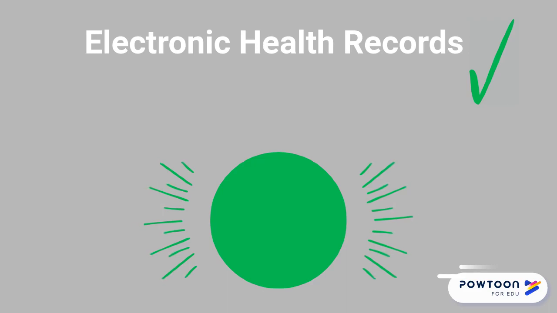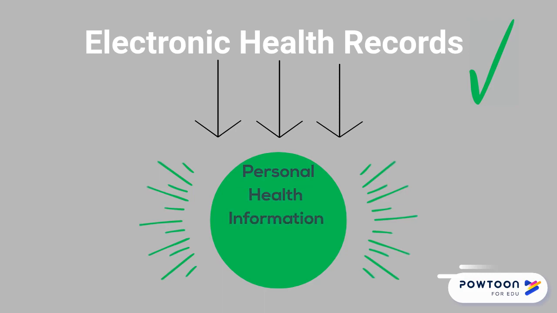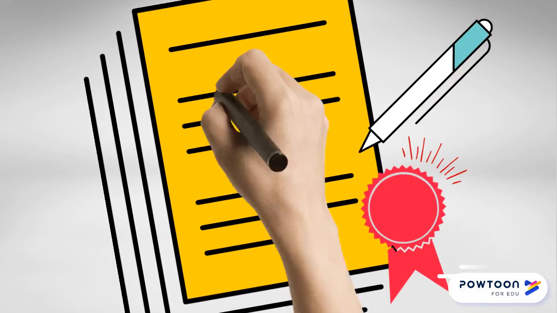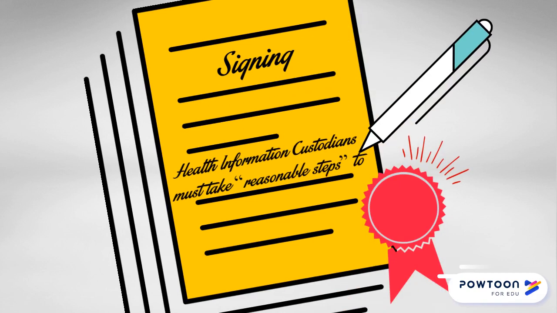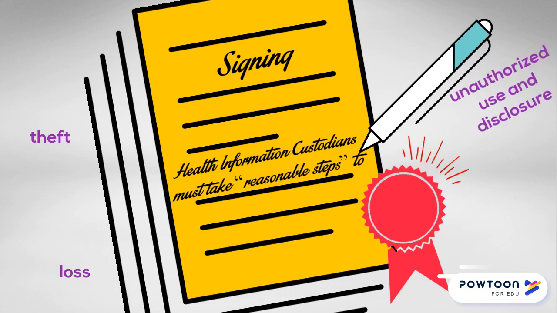Firstly, organizations as well as physicians in Canada must work in compliance with the Personal Health Information Protection Act, or PHIPA. Ontario's PHIPA states that health information custodians must take reasonable steps to protect personal health information against theft, loss, and unauthorized use and disclosure, as well as unauthorized copying, modification, or disposal.